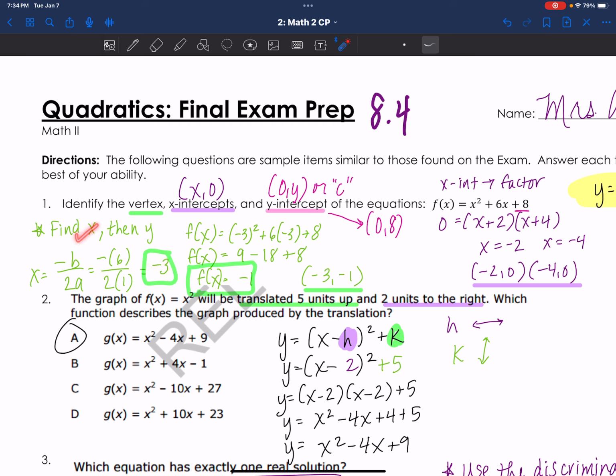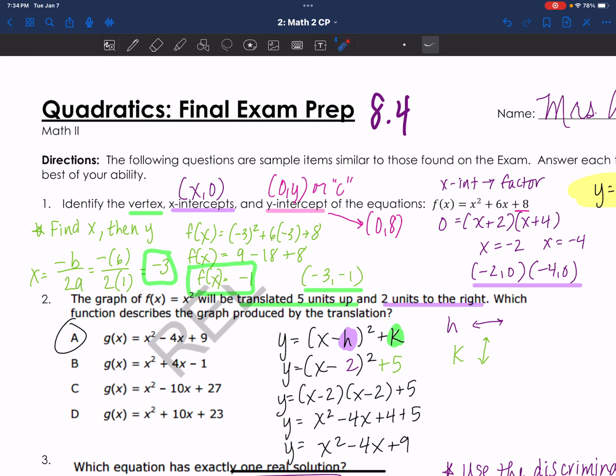Now once you have x, check, that's the first part. Now you need to find the y. To find y, remember f of x is the same as y, we're going to take negative 3 and substitute it in for all the x's in your equation. So I've got negative 3 squared plus 6 times negative 3 plus 8. Negative 3 times negative 3 is 9. 6 times negative 3 is negative 18, plus 8. And that's going to give you negative 1. So your vertex is negative 3, negative 1.